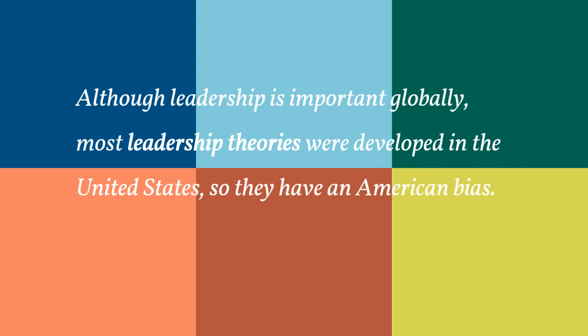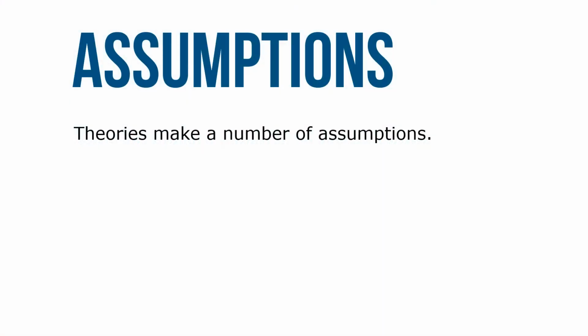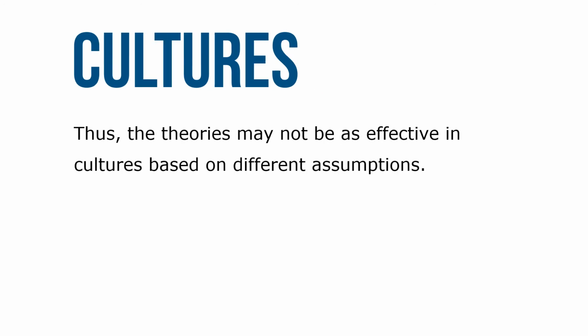Although leadership is important globally, most leadership theories were developed in the United States, so they have an American bias. Theories make a number of assumptions: employee responsibility rather than employee rights, self gratification rather than employee commitment to duty and altruistic motivation, democratic values rather than autocratic values, and rationality rather than spirituality, religion, or superstition. Thus, the theories may not be as effective in cultures based on different assumptions.